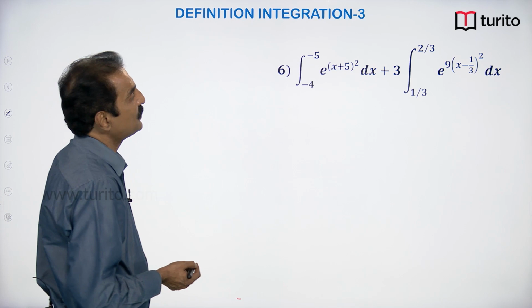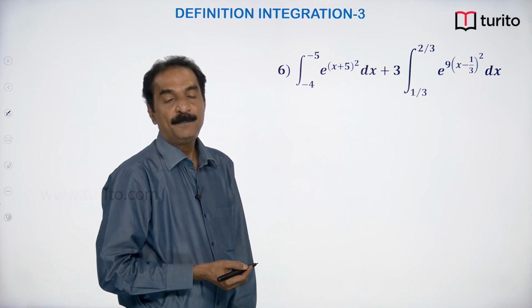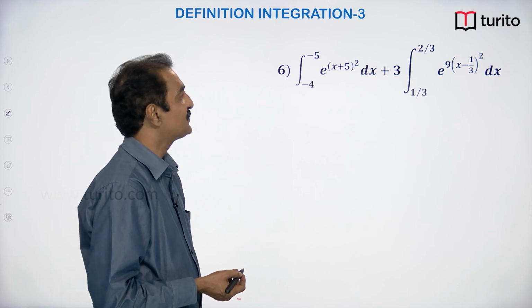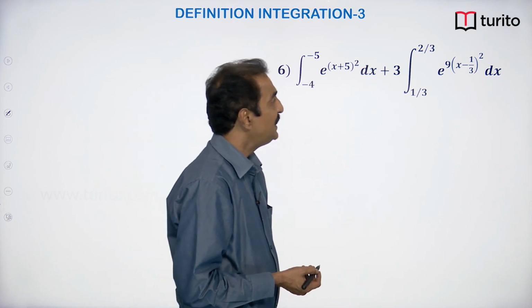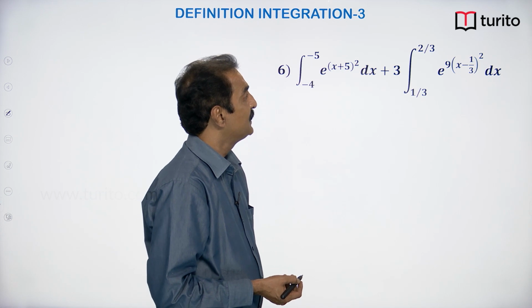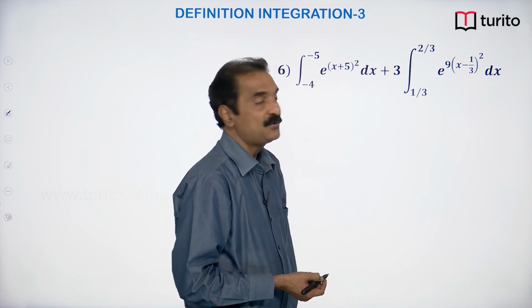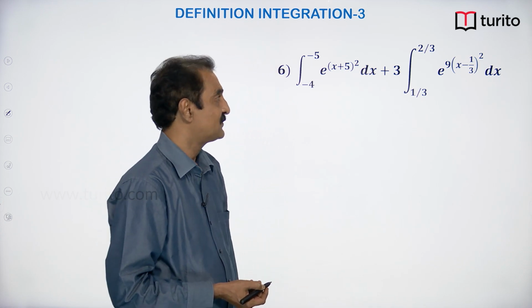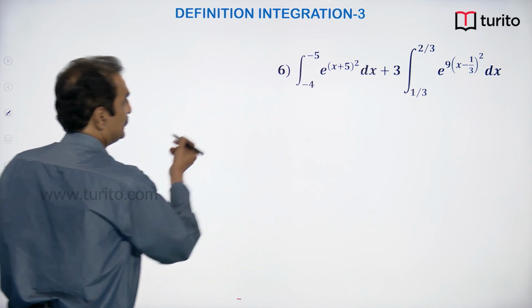Integral minus 4 to minus 5 e power x plus 5 whole square dx plus 3 integral 1 by 3 to 2 by 3 e power 9 into x minus 1 by 3 whole square. Let us write it here.